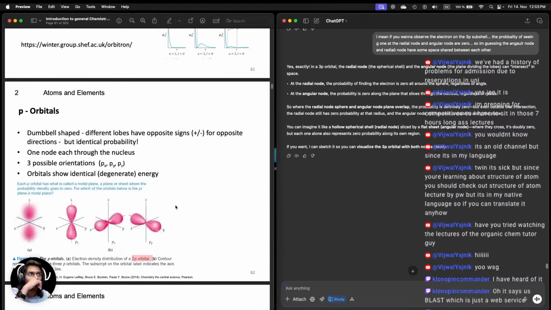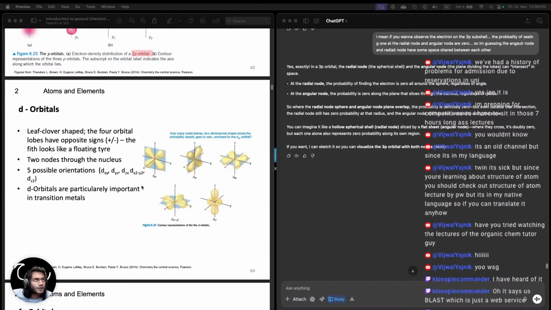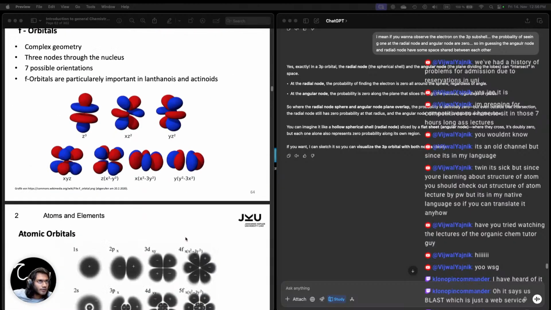Just a minute. I gotta get some water. I need to explore the d orbital, like the nodes. I just need to confirm how the nodes are gonna be. F orbital, I'm just gonna.